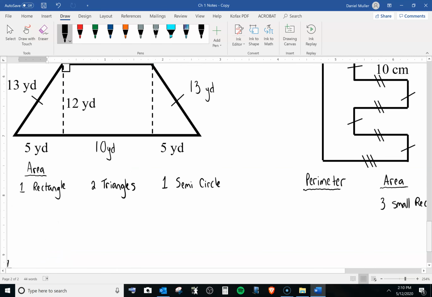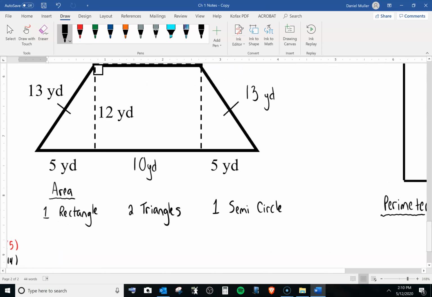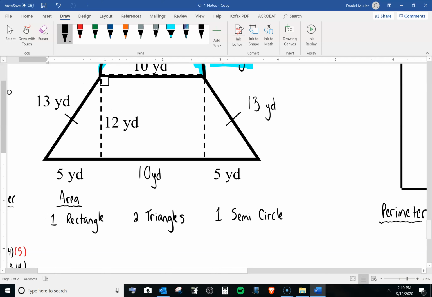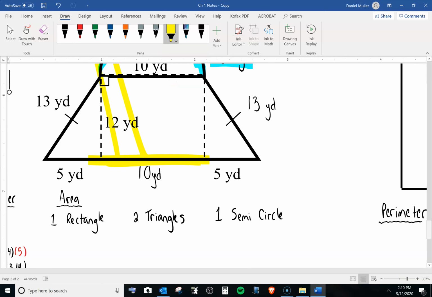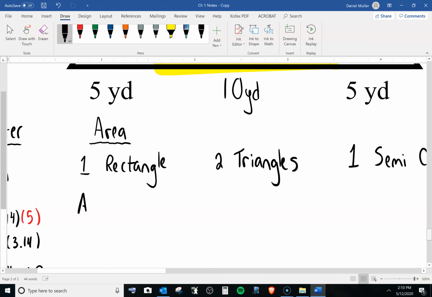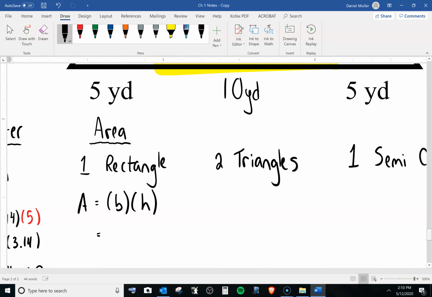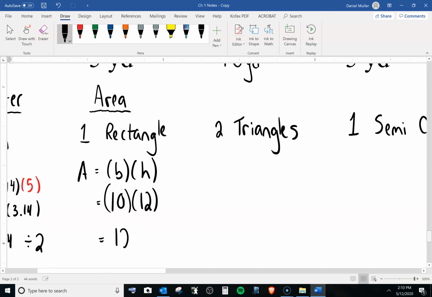Now I'm going to look at some area. So I have the area of a rectangle. The area of a rectangle is base times height, and my rectangle has a base of 10 and a height of 12. So 10 by 12. So my area is going to be base times height, which is 10 by 12. And that gets me 120 yards squared.